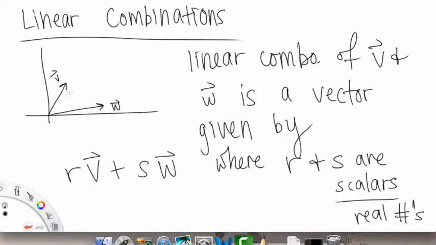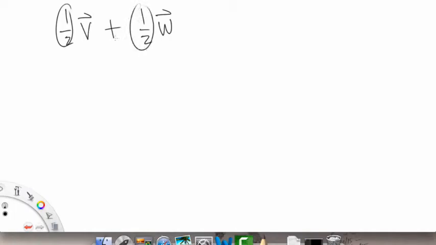So what that means is that we have this r and s, which are like coefficients for our vectors. Let me show you another example on the next slide. Let's say we have 1/2 of v plus 1/2 of w, okay? So in this case, r and s are both equal to 1/2.